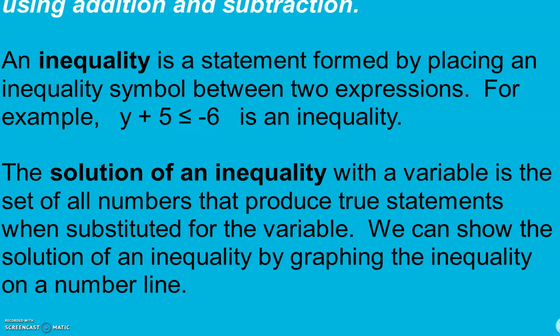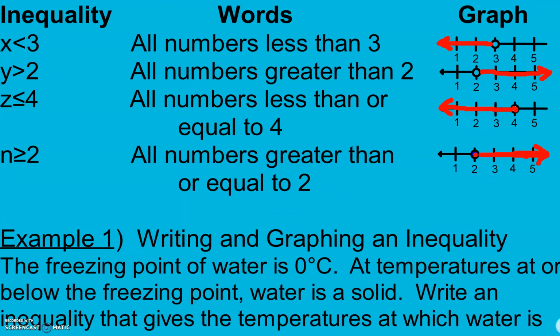We can show the solution of an inequality by graphing the inequality on a number line. So here are some examples. The inequality x is less than 3. We can say all numbers less than 3 is our solution. And on a graph, we have an open circle at 3. We didn't fill it in because it's not equal to. That's just our border. It's called a boundary point, and it splits our graph from all the things that are solutions to all the things that aren't. So since we want numbers that are less than 3, we pick numbers like 2 and 1, and that's the part we shade. So everything in red there is our solution set.